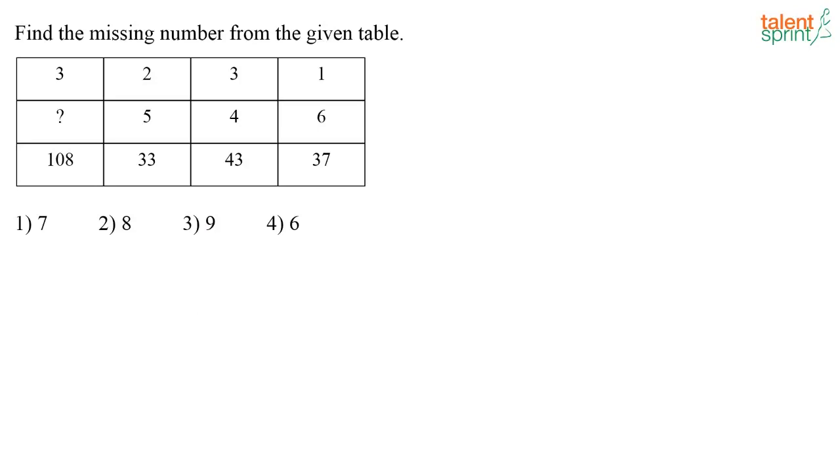Next one. Find the missing number from the given table. How do we do this? Now how do we get these numbers in each column? This is the thing that is used: 2 cube plus 5 squared, that is 8 plus 25, which is 33.